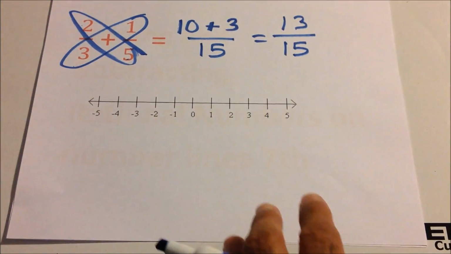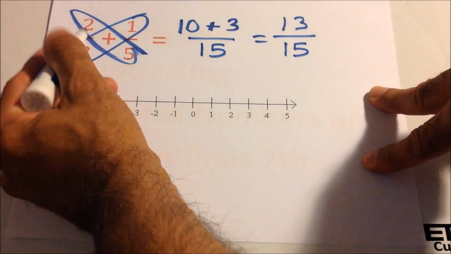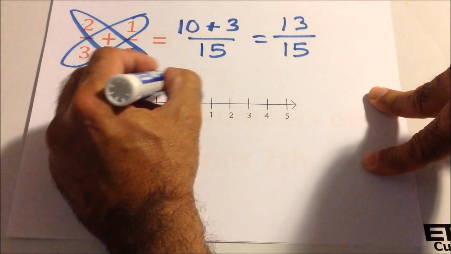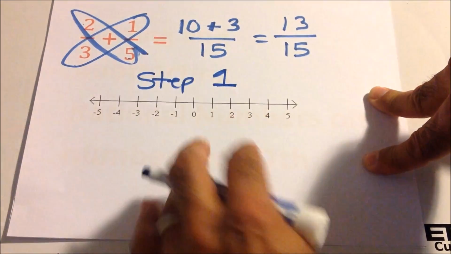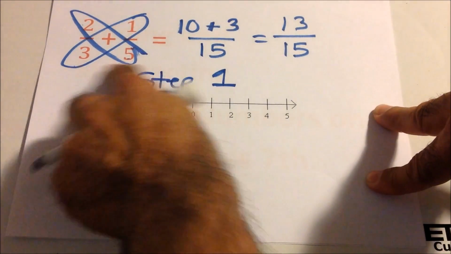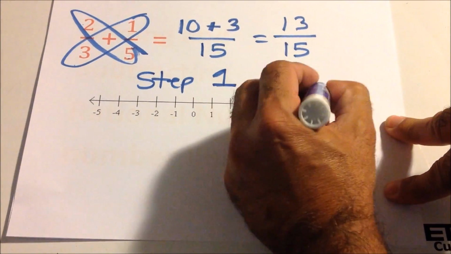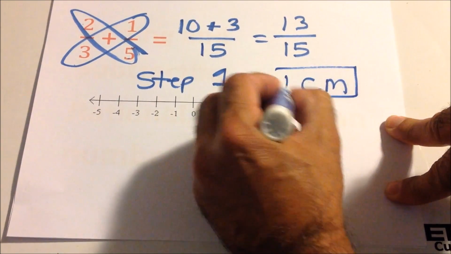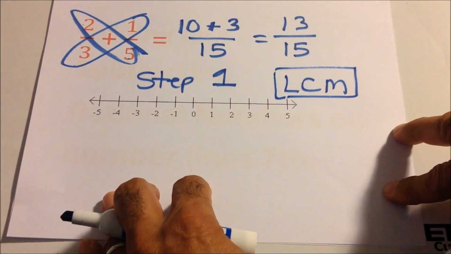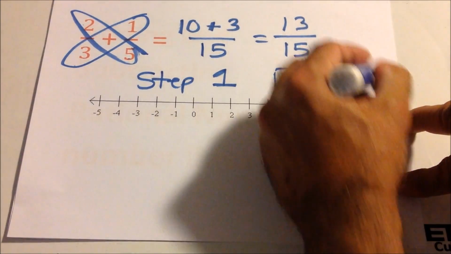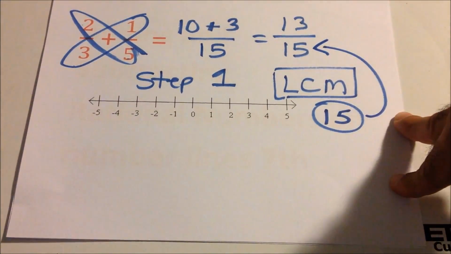Let's do this on a number line. If you look at the denominators, we have a 3 and a 5. So here's step 1. Let's get the lowest common denominator, or the lowest common multiple, LCM. And we know it's 15. So as you can see, there's our denominator, 15 already.